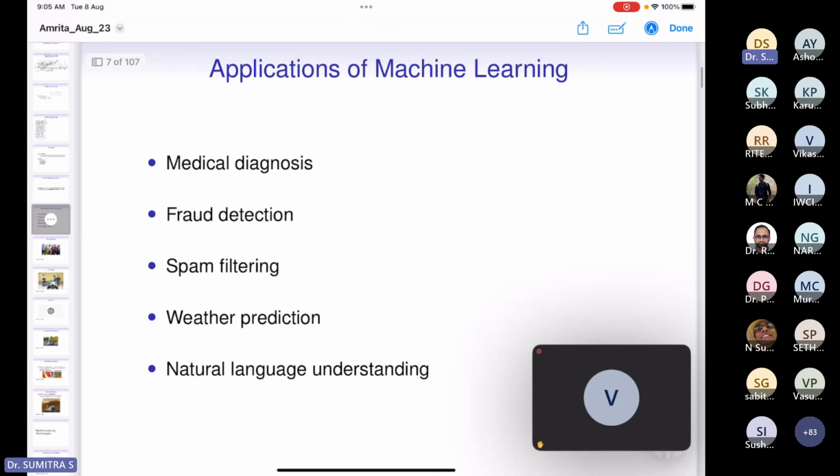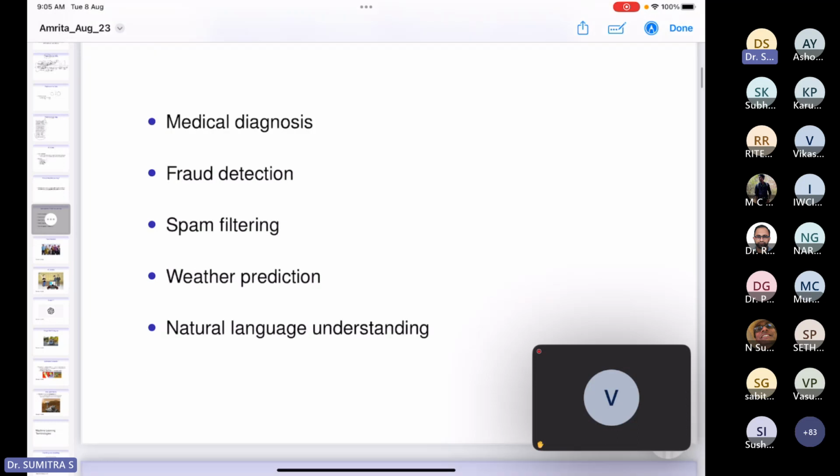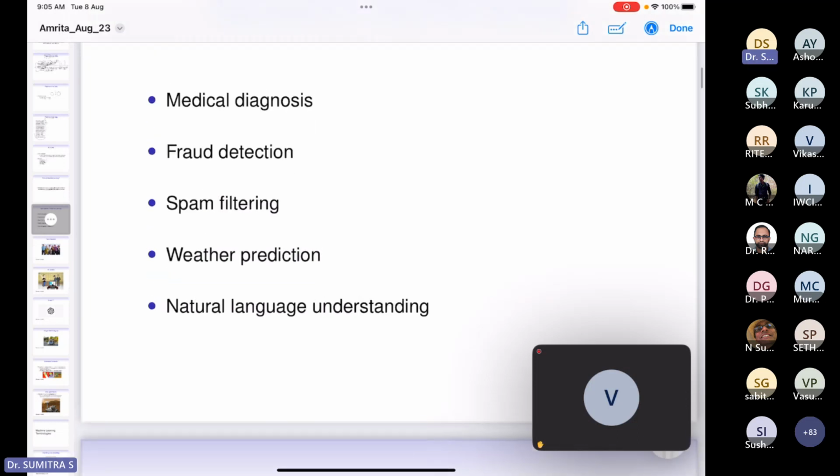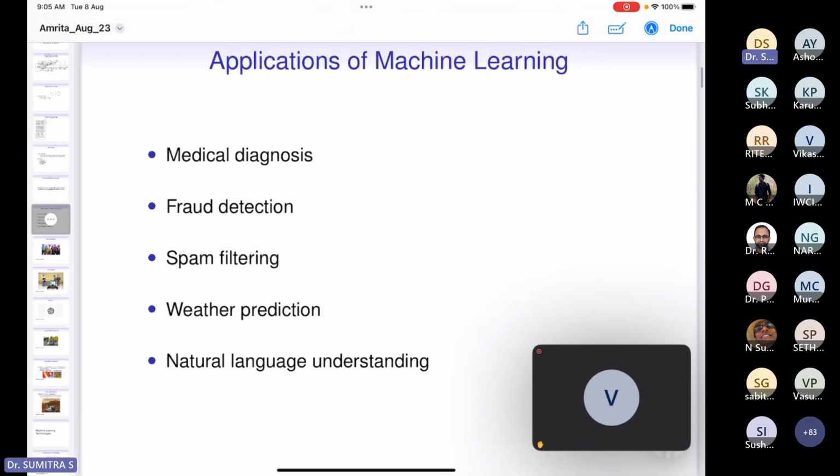Now, why do we have to extract information from the data? What is the use of this? Where can we apply it? There are a lot of areas. You hear the word AI each and every day. Now let us look at a few examples.